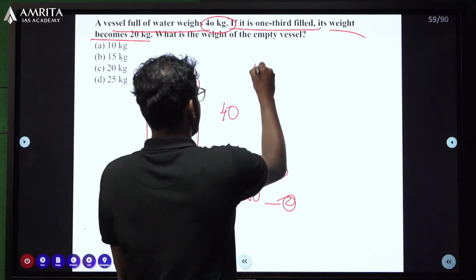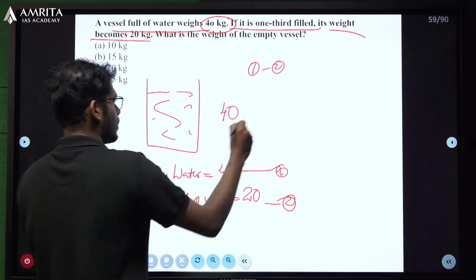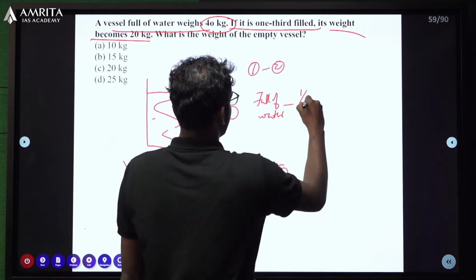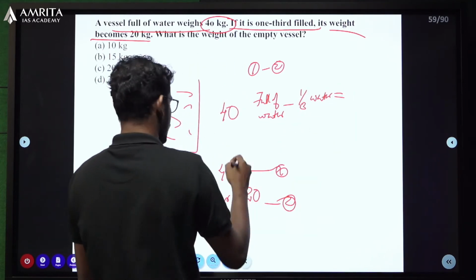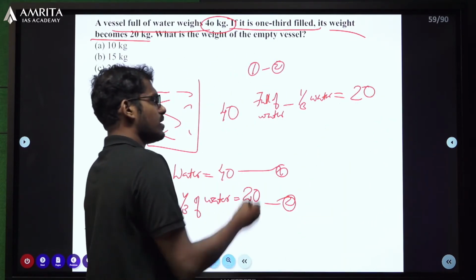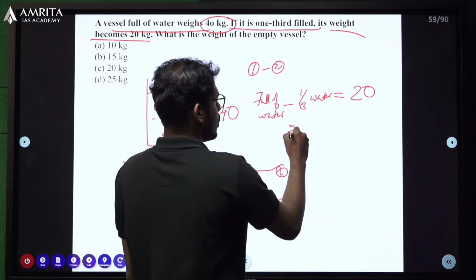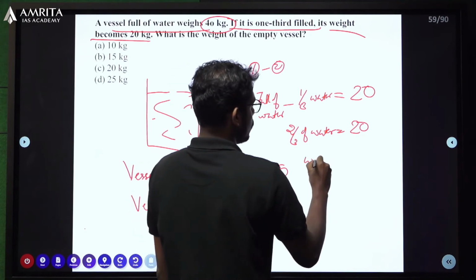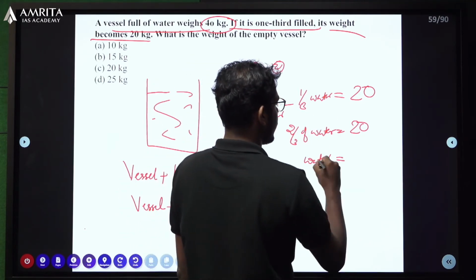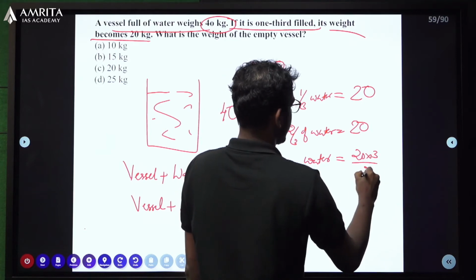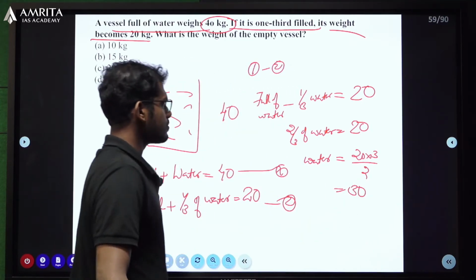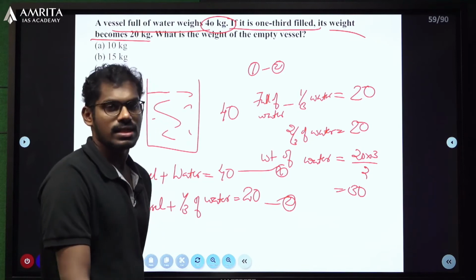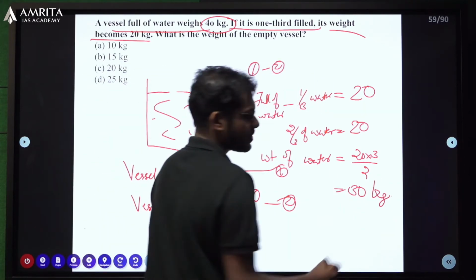Subtracting 2 from 1, we get full water minus 1/3 water is equal to 40 minus 20, which is 20. So full water minus 1/3 of water, that is 2/3 of water, is equal to 20. So the total weight of water will be 20 into 3 by 2, that is 30. So the weight of water is 30 kilogram.